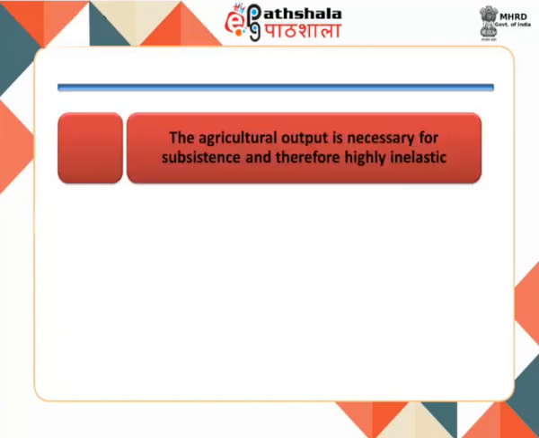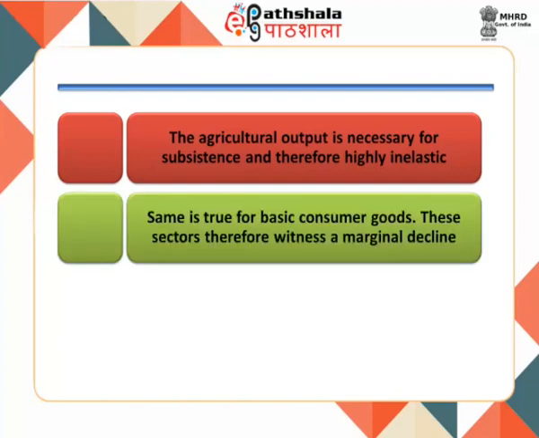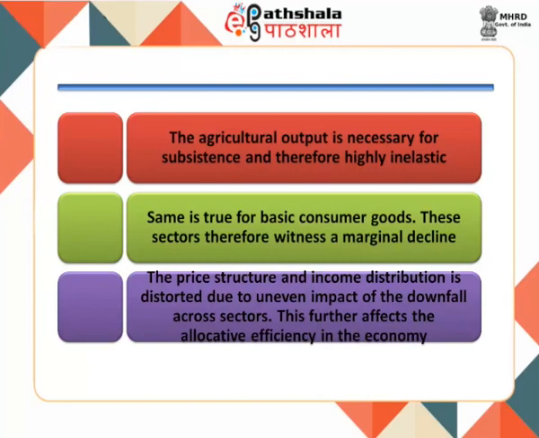Agricultural output is necessary for subsistence and is therefore highly inelastic. The same is true for basic consumer goods. These sectors therefore witness a marginal decline. The price structure and income distribution is distorted due to the uneven impact of the downfall across sectors. This further affects the allocative efficiency in the economy.